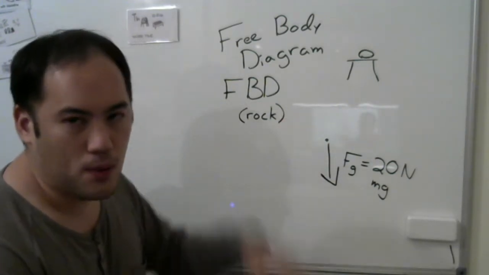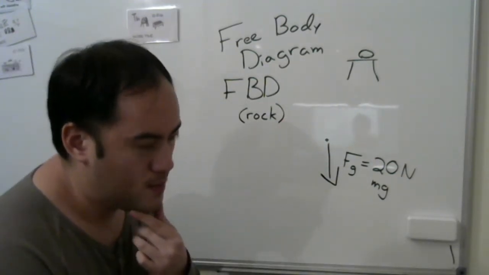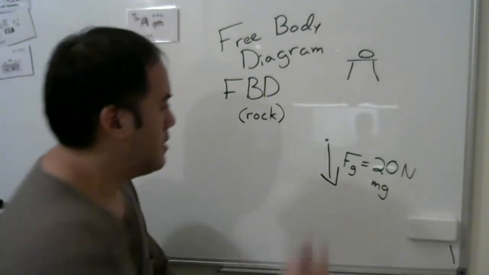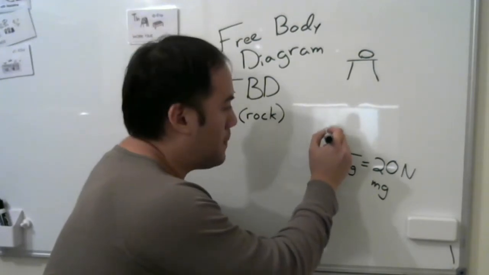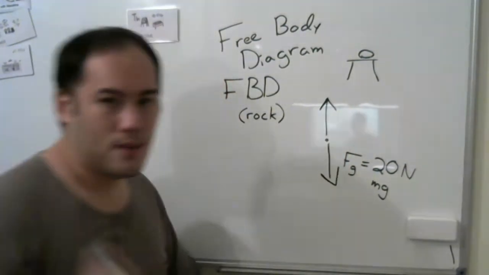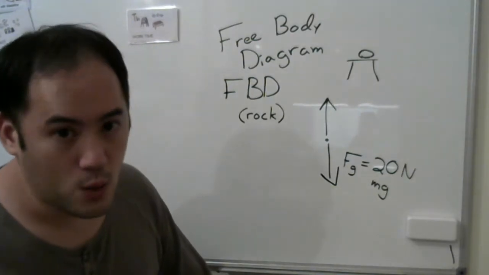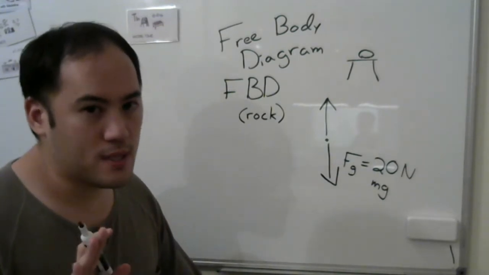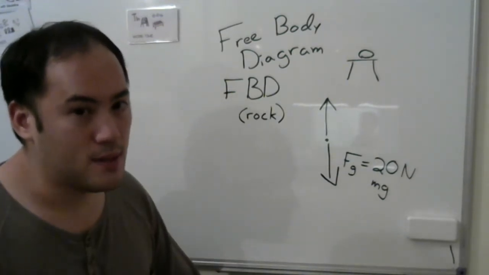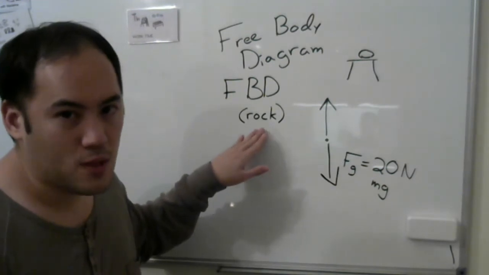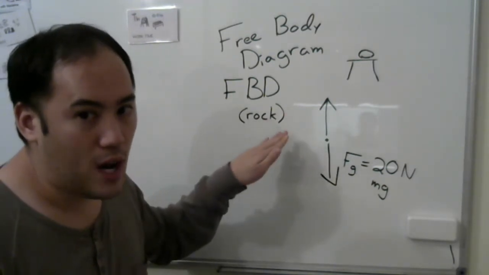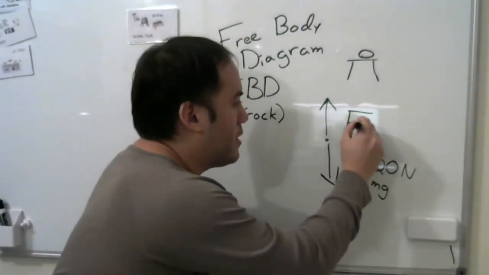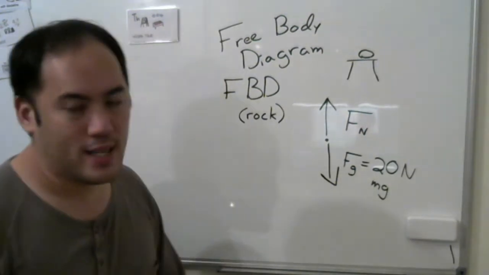What else is pushing or pulling on this rock? Well, the rock's not falling through the table, it's being pushed up by the table. So there's a force pushing up. Listen to the words. There's a force pushing up on the rock from the table. We don't draw the force from the rock on the table. For the rock's free body diagram, only draw the force on the rock from the table. I'm going to call it force Fn, which we'll talk about why soon.